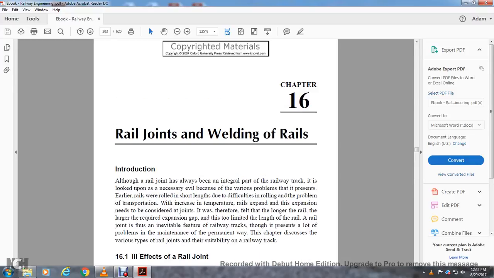Alright, Chapter 16, copyrighted Oxford University Press 2007. Rail joints and welding of rails. Introduction: a rail joint has always been an integral part of the rail track.